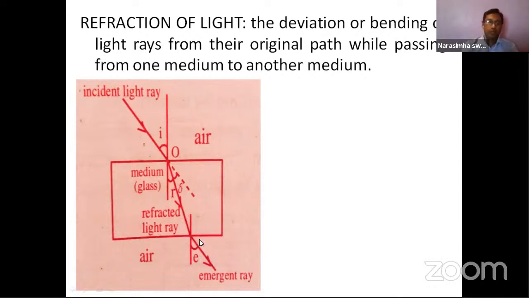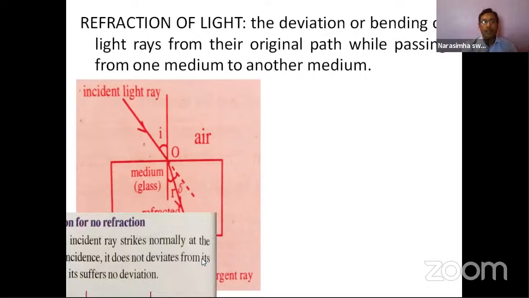So what you understood with this is, whenever the light ray travels from one medium to another medium, the light ray bends. And this bending phenomenon is called refraction. Look at this diagram. At this point, this ray is called the emergent ray, and this is called the angle of emergence. Right?